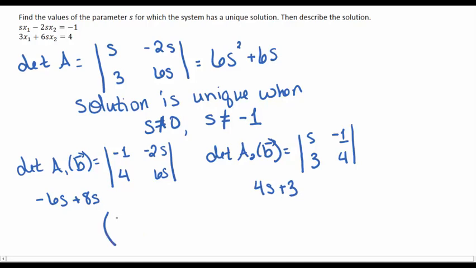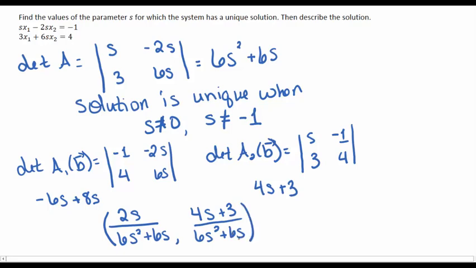So my solution, the determinant of A sub 1, which is 2s, over determinant of A, 6s squared plus 6s, comma, determinant of A sub 2 over the determinant of A. And we can reduce this if you want to. I will not do that here, but in general this can be reduced.